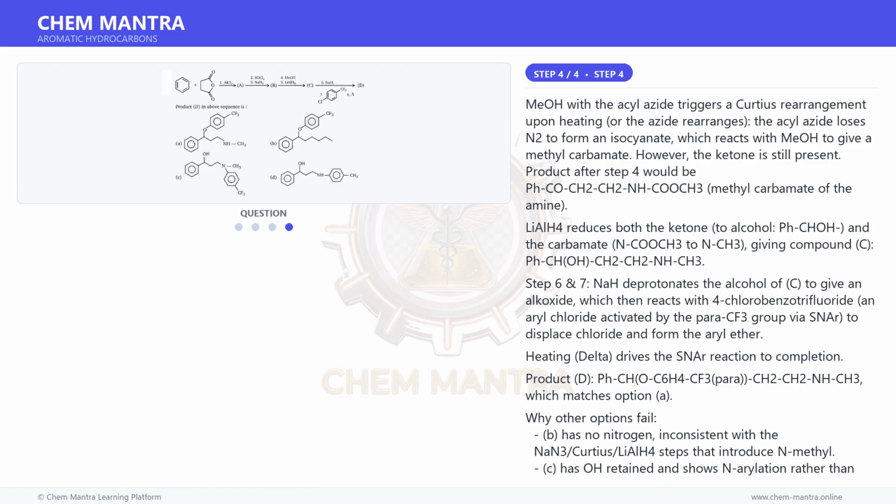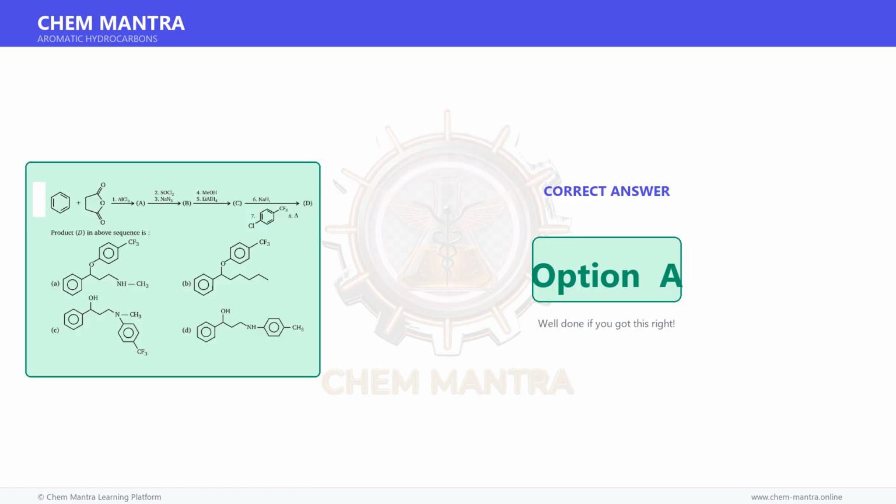C. Has OH retained and shows N-alkylation rather than O-alkylation. NaH would preferentially deprotonate the alcohol, pKa about 16, not the amine, pKa about 35, so O-alkylation occurs, not N-alkylation. Also the CF3 group is meta in C, but the reagent shown is para-CF3. D. Has a para-tolyl group on nitrogen and no CF3, inconsistent with the reagent used. Therefore, the correct answer is option A.